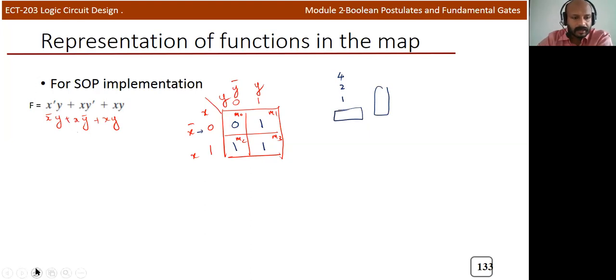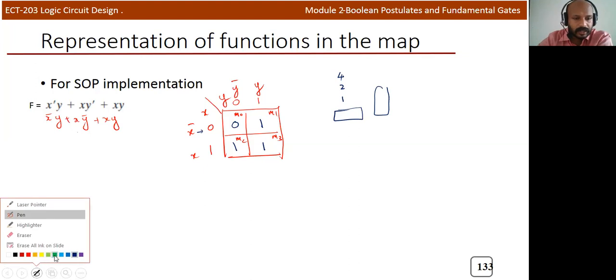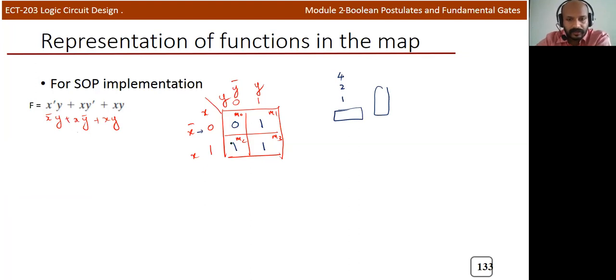So in this particular example, I'll show you how to group these ones. If you look at this row, there are 2 ones, so I can make a group of 2 ones. If you consider this group, row wise, this X is common for both the cells, so I can put X here. And column wise, in column 1 and 2, there is no common term. One is 0, another one is 1, or Y bar and Y. So there is no common term, and I'll simply put X here.